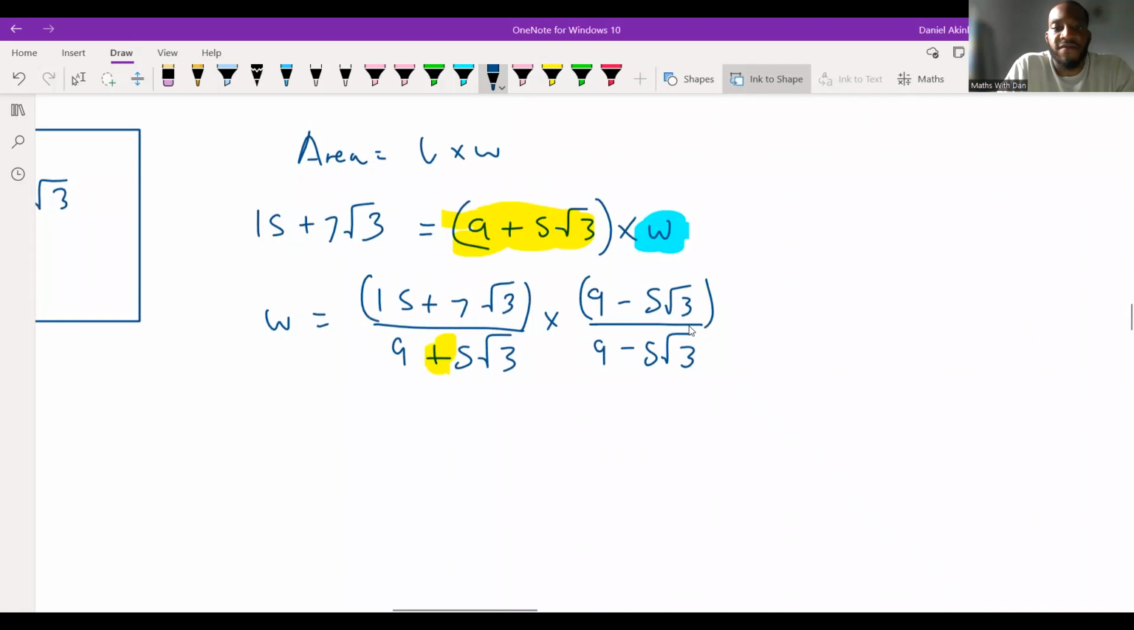Now, continuing, all we need to do now is just multiply top and bottom, don't we? So let's multiply the top first, multiply the bottom after. Now, there's a lot going on here, so you've got to be very careful. We've got 15 times 9, right? This is just 135, I believe. 15 times 10 is 150. Take away 15. Yeah, 135.